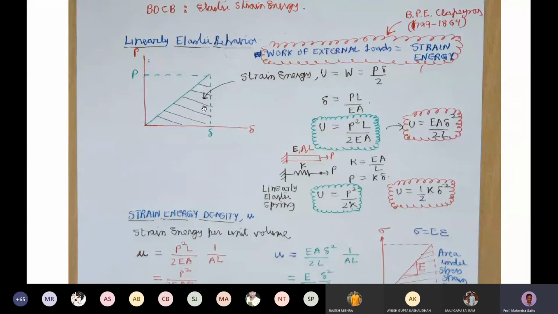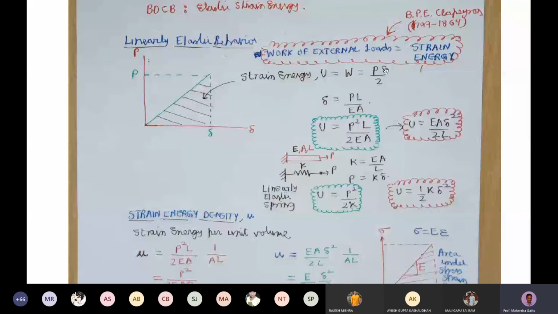For a prismatic bar with uniaxial load, delta is PL by EA. So we can substitute delta as PL by EA here, and we will have P squared L by 2EA. Or instead of P, we can substitute EA delta by L, and for that case we will have EA delta squared by 2L. So both forms are equivalent.